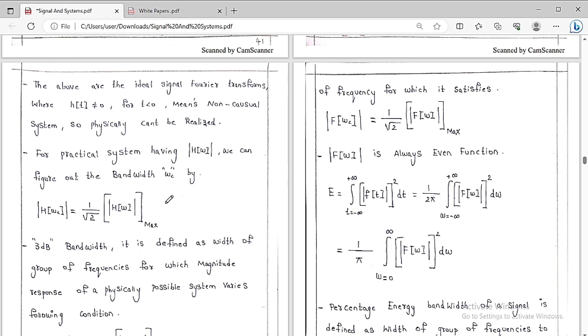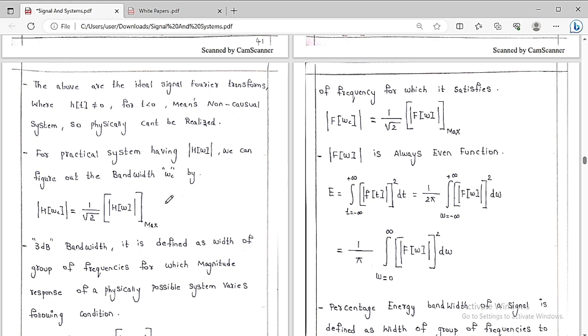Let me take some practical system. It is having the magnitude of H of omega, and you can see the magnitude spectrum of H of omega. For a practical system, we have figured out the magnitude of H of omega, and you have drawn the graph. And now you want to find what is the bandwidth omega c. It is nothing but at omega c, its value is equal to 1 by root 2 times the maximum value.